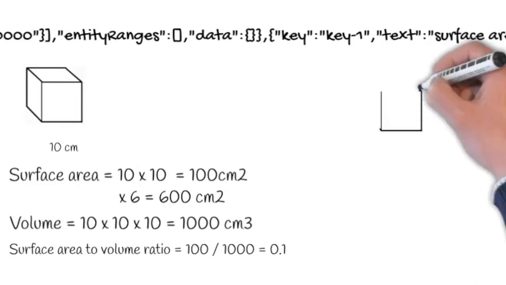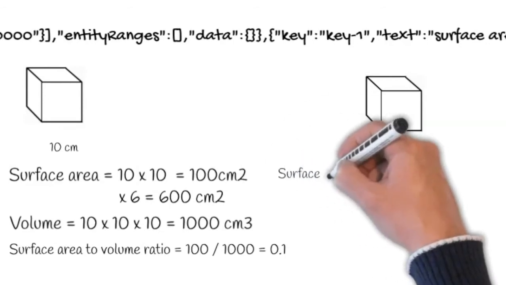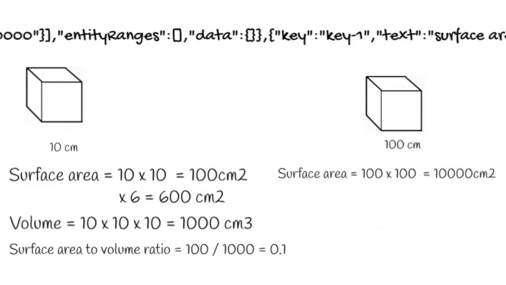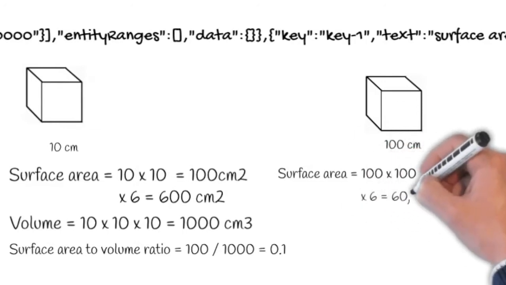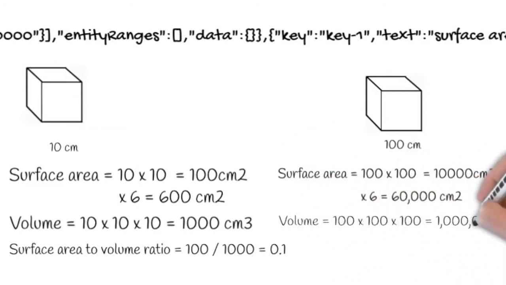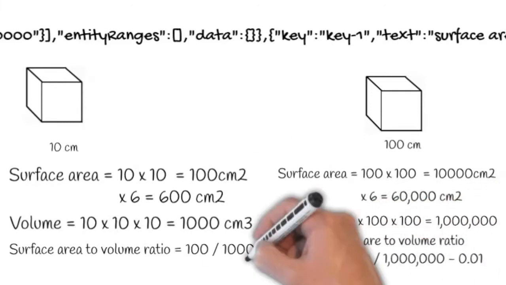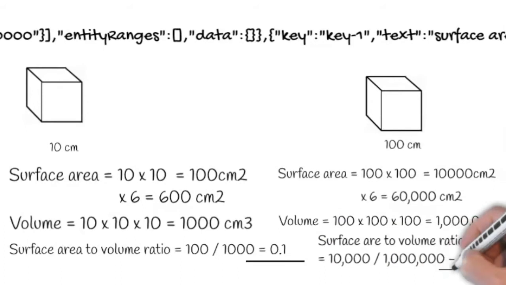So here I'm going to draw another cube, but this time I'm going to increase the width by a factor of 10, so I'm going to increase it to 100. We're going to work out the surface area, so 100 times 100 gives us 10,000. Times that by 6, because there are 6 different sides, you get 60,000 centimeters squared. The volume would be 100 times 100 times 100, which is a million, and therefore the surface area to volume ratio is 60,000 divided by 1 million, which is 0.06. We can see here that we have increased the cube by a factor of 10, from 10 centimeters to 100 centimeters, but the surface area to volume ratio has gone down by a factor of 10, from 0.6 to 0.06.